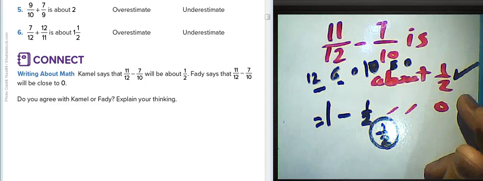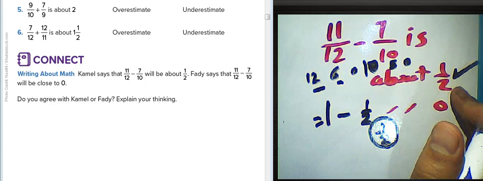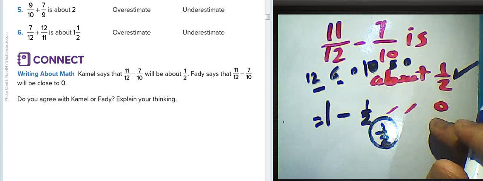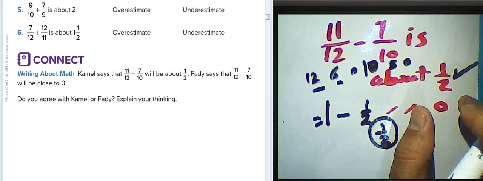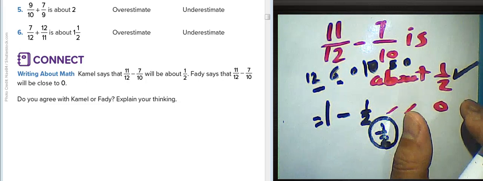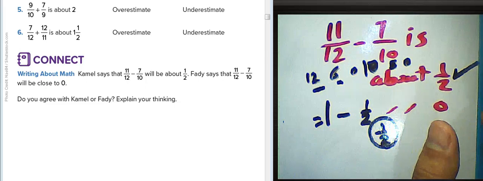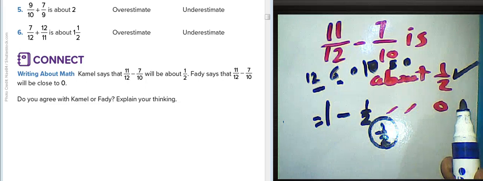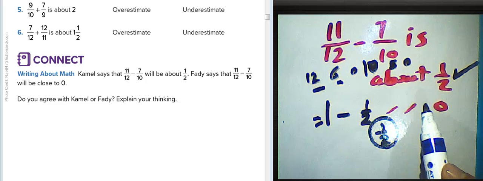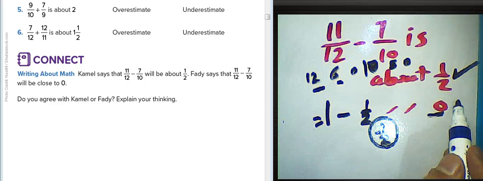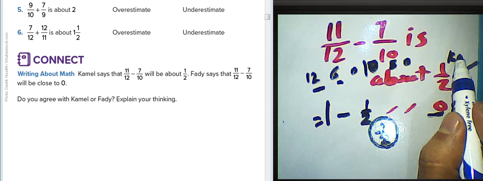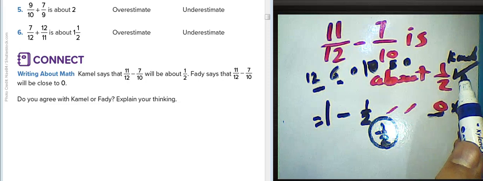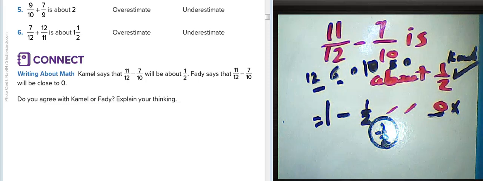So this result will be true. About what, Fadi or Kamil? Kamil says it will be about half. Kamil says that 11 over 12 subtract 7 over 10 will be about 1 over 2. But Fadi says that 11 over 12 subtract 7 over 10 is close to 0. So it's wrong. We can choose Kamil. I agree with Kamil, because he solved it exactly by estimation.